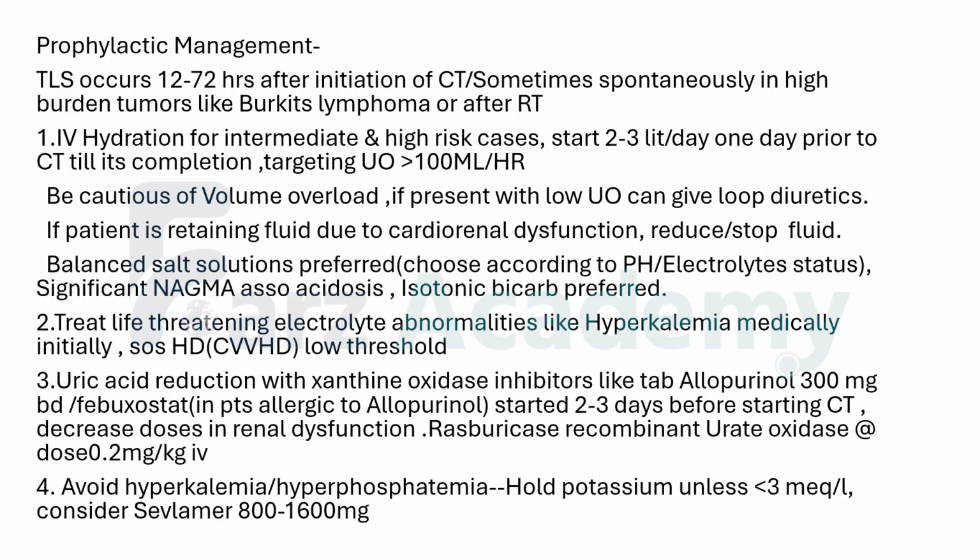Why? Because alkalinization itself can precipitate calcium phosphate crystals, and our main worry is urate crystals and calcium phosphate crystals blocking the tubules, and then your potassium and phosphate will not go out of the body, and the patient will invariably need dialysis. So anything that precipitates these crystals, you have to avoid. So don't correct calcium if the patient is not symptomatic. Don't alkalinize urine. You can give isotonic bicarb if there is a NAGMA in the blood gas.